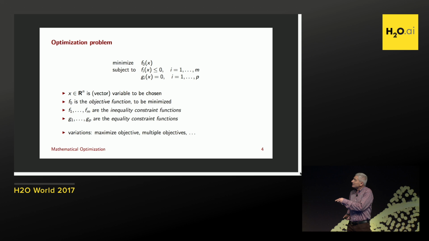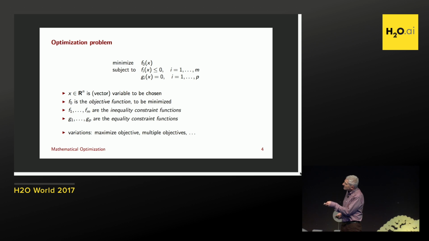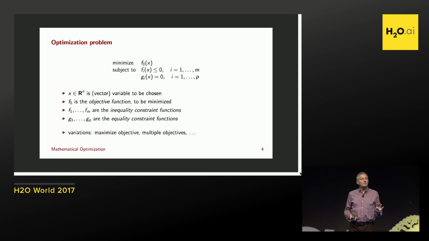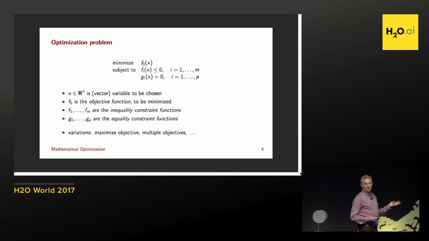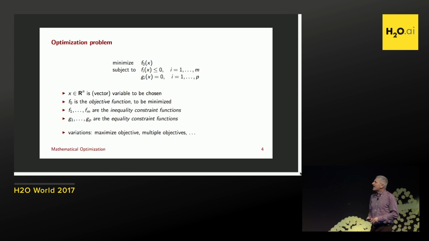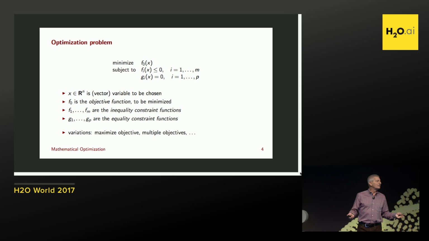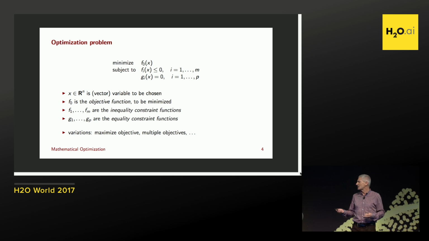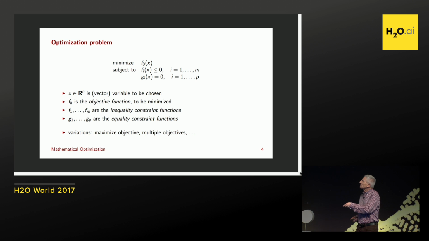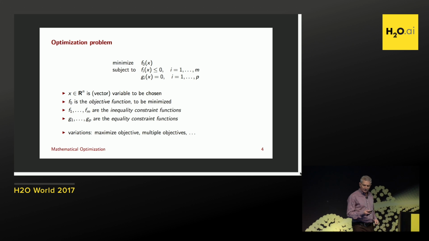And then you're judged by an objective. Here we're minimizing, so f0 of x tells you how much the choice x irritates you. The goal is to make the choice that is least irritating among the choices that are possible. Okay? That's the goal. And there are lots of variations on this. You could maximize something like profit or utility. And you can look at multiple objectives and things like that.